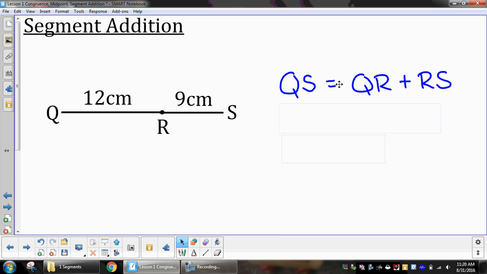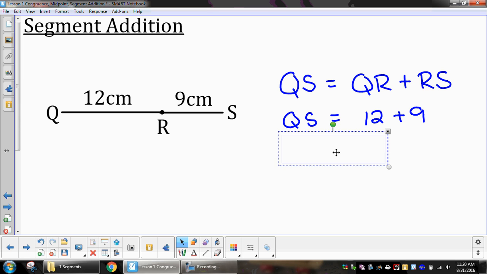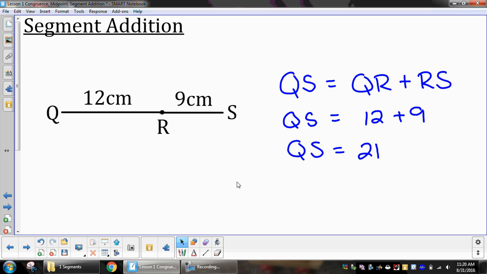So I'm going to show that in symbols here. QS, the whole segment, is equal to the 2 smaller segments, QR and RS, added together. And since the symbol's not up there, that means we're talking about the lengths of those segments, and that's also why I'm using an equal sign. So I'll plug in what I know. QR is 12, RS is 9, so that means that QS is 21.